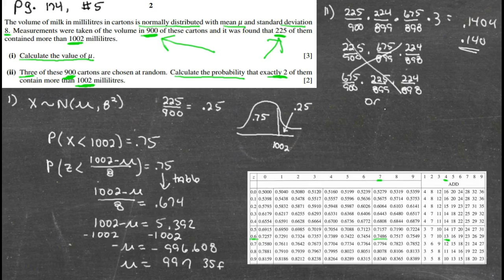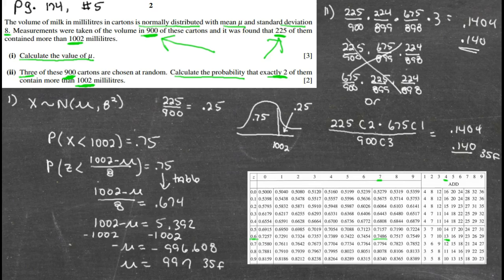Now, you can also use combinations. If you think about it, how many different ways can I choose the 2? Well, 225 choose 2. And how many different ways can I choose the one that's going to be under? And then if I divide it by the number of ways I choose 3, I'm going to end up with the same probability, 0.1404, or 0.140 to 3 significant figures.